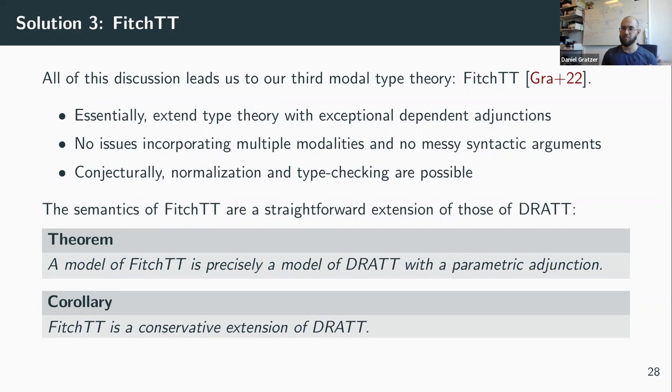And because we can show that on the syntactic model, the left adjoint is a parametric adjunction, the syntactic model of DRAT is a model of Fitch-TT. And Fitch-TT is a model of DRAT because it's an extension of the system. So if you chase through what this means, you can work it out to saying that Fitch-TT is a conservative extension of DRAT. So even though you're adding this PRA structure, it doesn't give you any extra provability power. It just gives you a better behaved system.